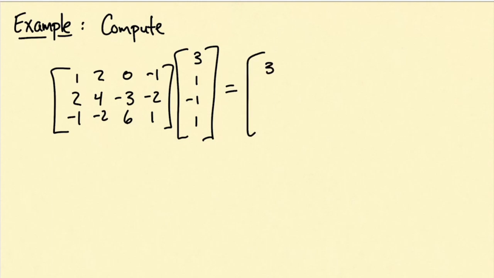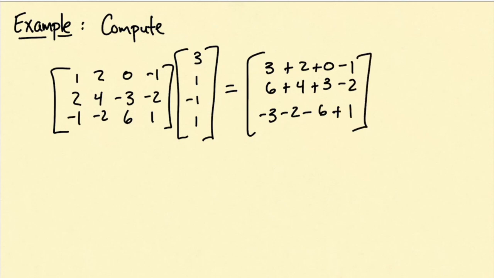1 times 3 is 3, plus 2 times 1 is 2, plus 0 times -1 is 0, plus -1 times 1 is -1. Proceeding in this manner, the second row is 2 times 3 is 6, plus 4 times 1 is 4, plus -3 times -1 is 3, plus -2 times 1 is -2. And in the third row, -1 times 3 is -3, -2 times 1 is -2, 6 times -1 is -6, and 1 times 1. Adding these together, we get 4, 11, and -10.